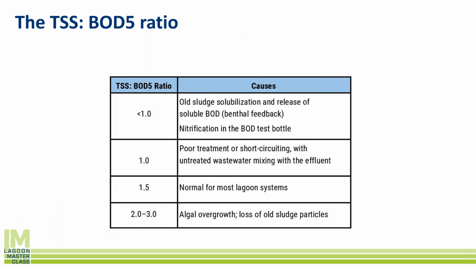And so that can actually cause you to violate your BOD permit while not violating your TSS permit, because you actually have sludge rotting in the system. You can check this, and you can actually look at some of the causes.